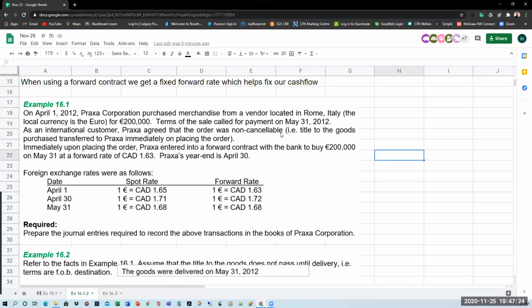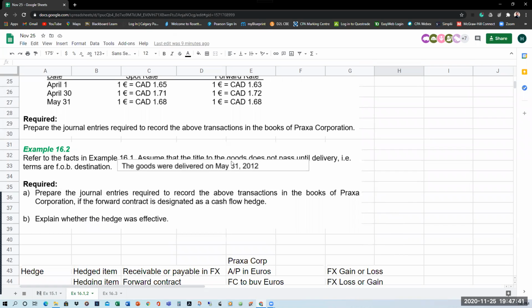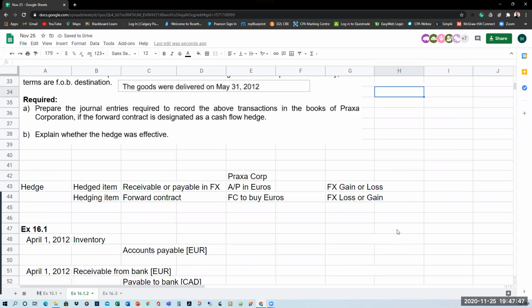So I'm going to use this example here to demonstrate how using a forward contract can help reduce the overall FX risk. But primarily the function of the forward contract is to make sure that you get a fixed lock. So before I move on, I want to take a look at what the hedged item is and what the hedging item is. The hedging item will always be a forward contract for us in the course. The hedged item can be a receivable or a payable in foreign currency.